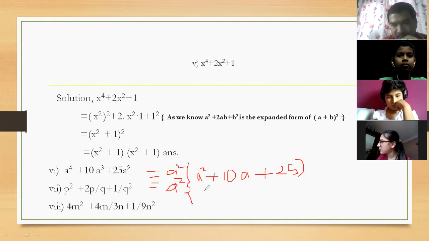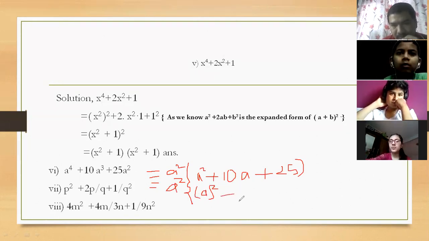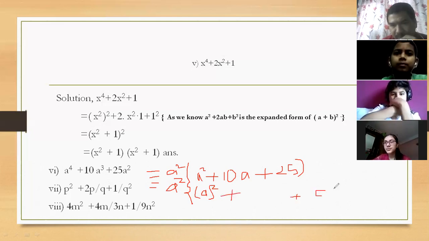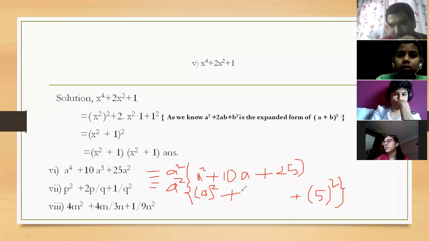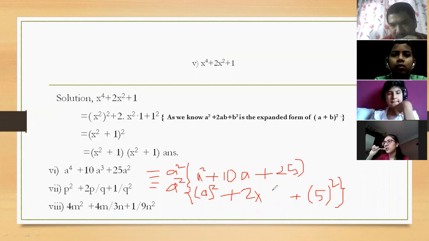This is in formula. Which formula do you know? This is a square. What is b there? 25. b is 5 only. 25 means 5 square. And now middle we have to make 2ab. 2 into a. a means a only here. And what is b there?